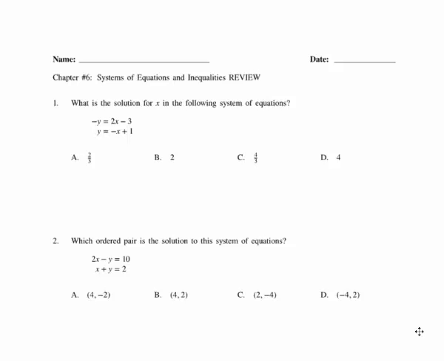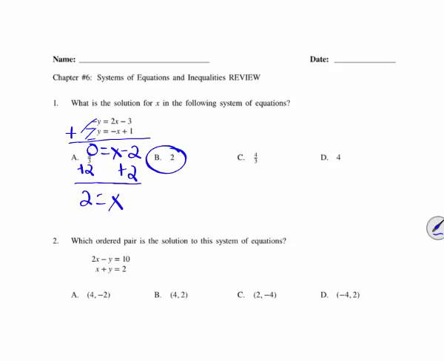All right, what is the solution for x of the following systems of equations? That means I need x, which means I need to get rid of y. So when I look at my y's, they're already lined up, and they're opposites of each other, which means I can just add these equations together. My y's are going to cancel. I'm left with 0 equals 2x, and negative x is x, negative 3 and 1 is negative 2. Finish solving. I have to add 2 to both sides, so 2 equals x. I don't need to worry about what y is because it didn't ask for y in this case.